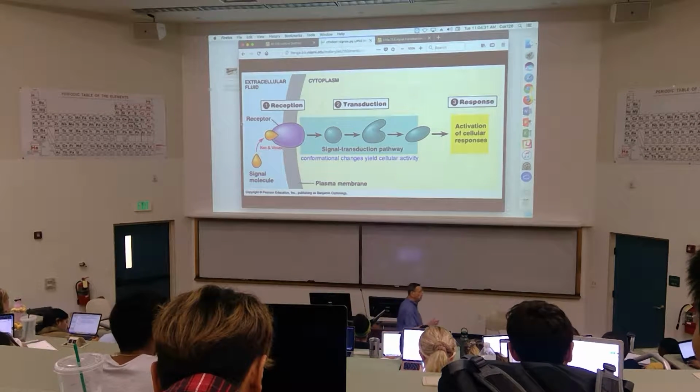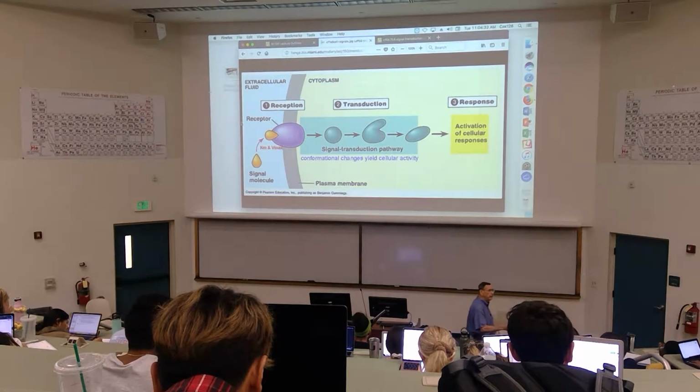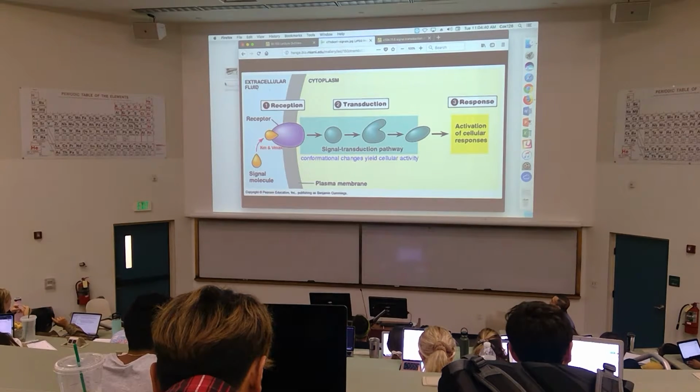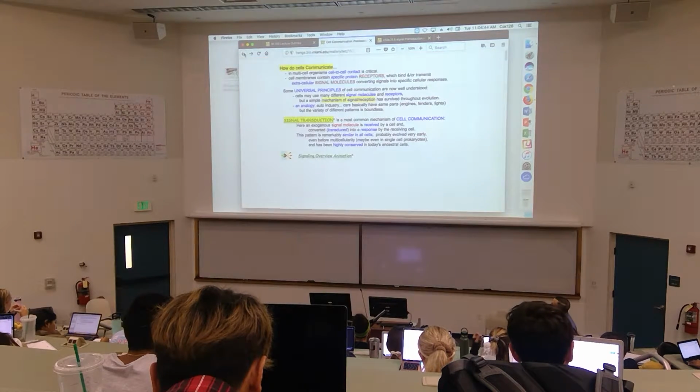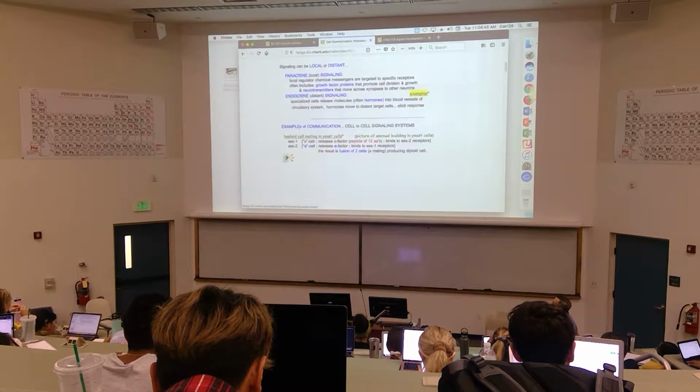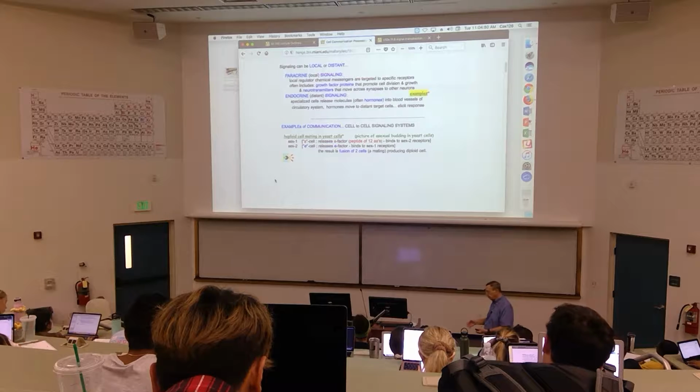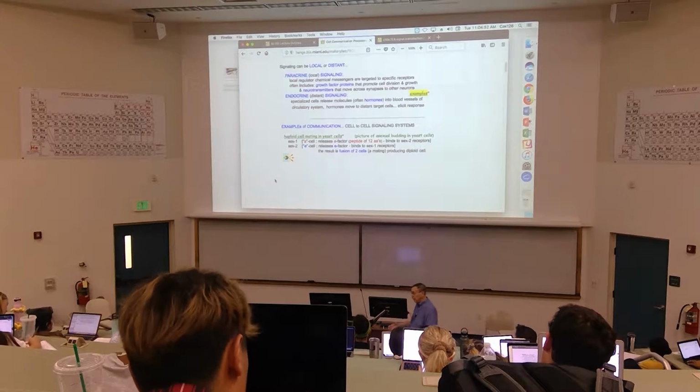What they're going to do is activate an inactive protein by doing something to it, changing its shape and making it a little more active. And then there's going to be some kind of cellular response. So what I'm going to try and do is look at some examples of this. First, we'll look at it in terms of where this kind of thing occurs.